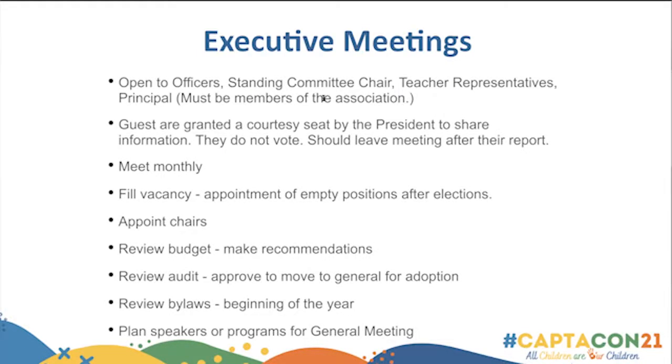Executive board meetings are held monthly, and this is where most of the in-depth discussion takes place. Typically, actions include appointment of officers and chairs, review of the budget, audit, and bylaws, and planning for speakers and programs at the General Association meeting. In addition, the executive board reviews committee recommendations and assigned duties and discusses recommended action to present to the association. This way, when proposals for programs, events, or spending money are presented to the association, the board can clearly present ideas and recommendations.